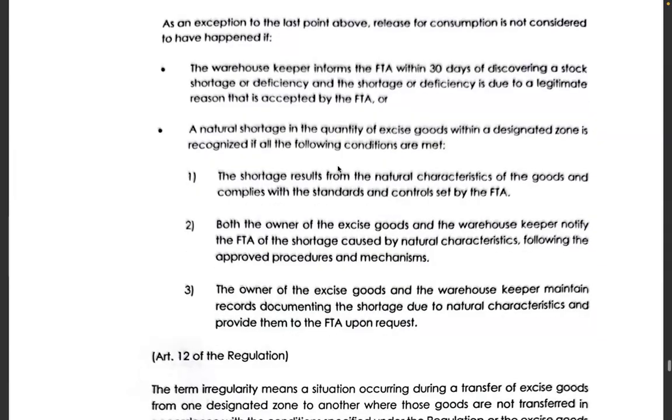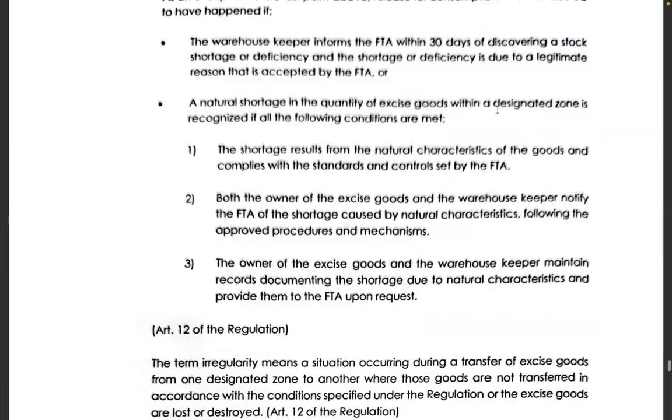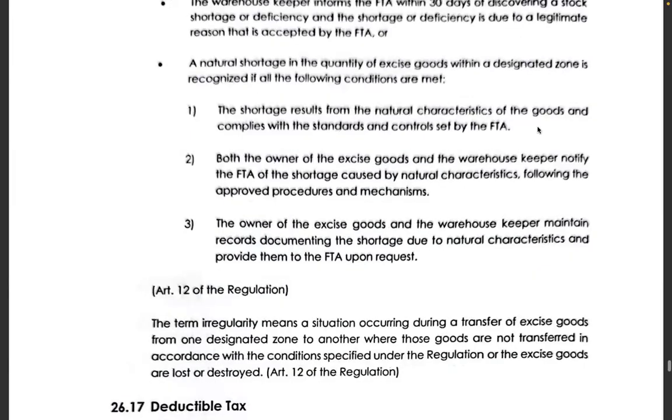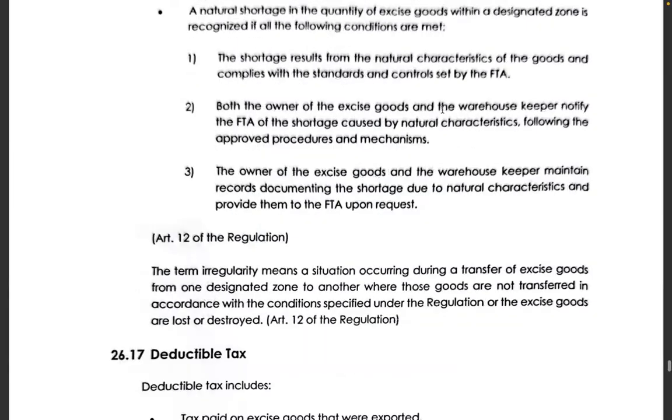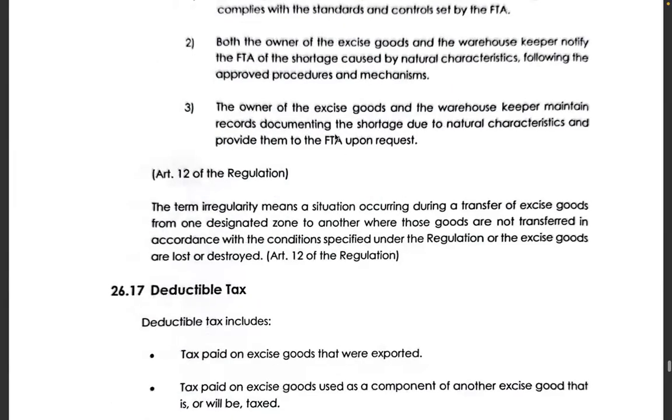The natural shortage in the quantity of excise goods within a designated zone is recognized if all the following conditions are met. Natural shortage is recognized when the shortage results from the natural characteristics of the goods and complies with the standards and controls of the FTA. Both the owner of the excise goods and the warehouse keeper notify the FTA of the shortage following the approved procedure and mechanism. The owner and the warehouse keeper maintain records documenting the shortage due to natural characteristics.